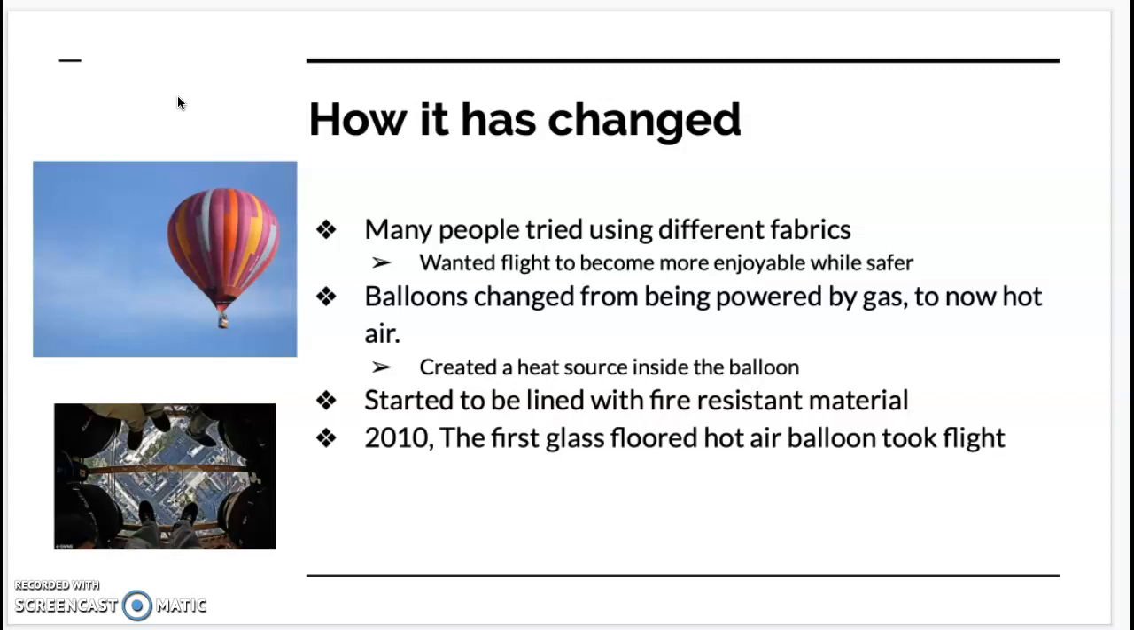And then in 2010, you see there on the bottom left, there was a glass floor in the hot air balloon, and that was the first of that kind.